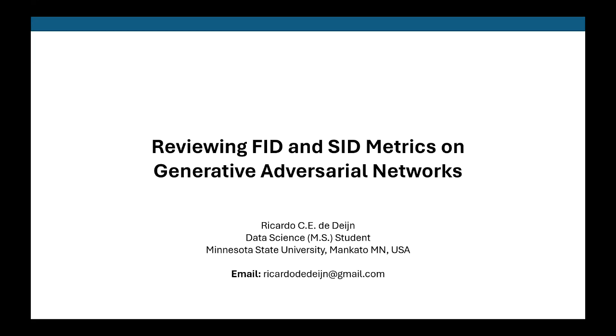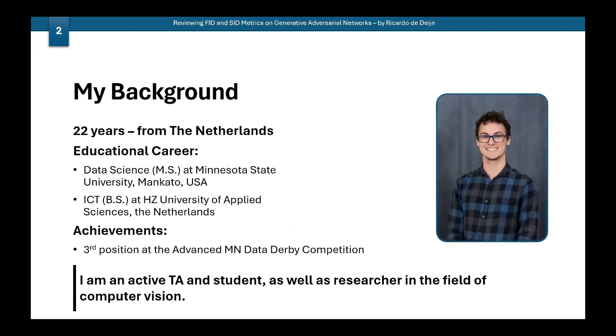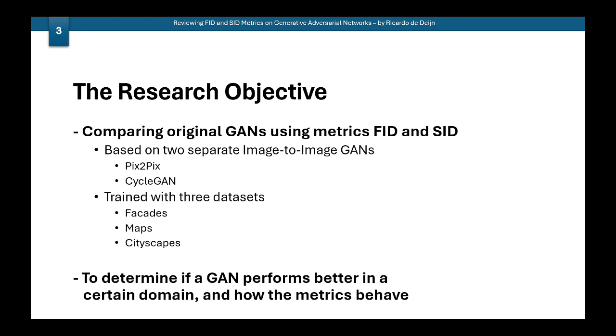I'm Ricardo, and I'm going to present you our paper reviewing FID and SID metrics on generative adversarial networks. I'm from the Netherlands originally, but I'm now currently studying in the United States, 20 years old. I'm currently doing my master's in data science, and I'm also an active TA and a researcher in the field of computer vision. Today I'm going to talk about how the metrics FID and SID function on a variety of GANs. I'll talk in a second about what GANs are, but first our objective.